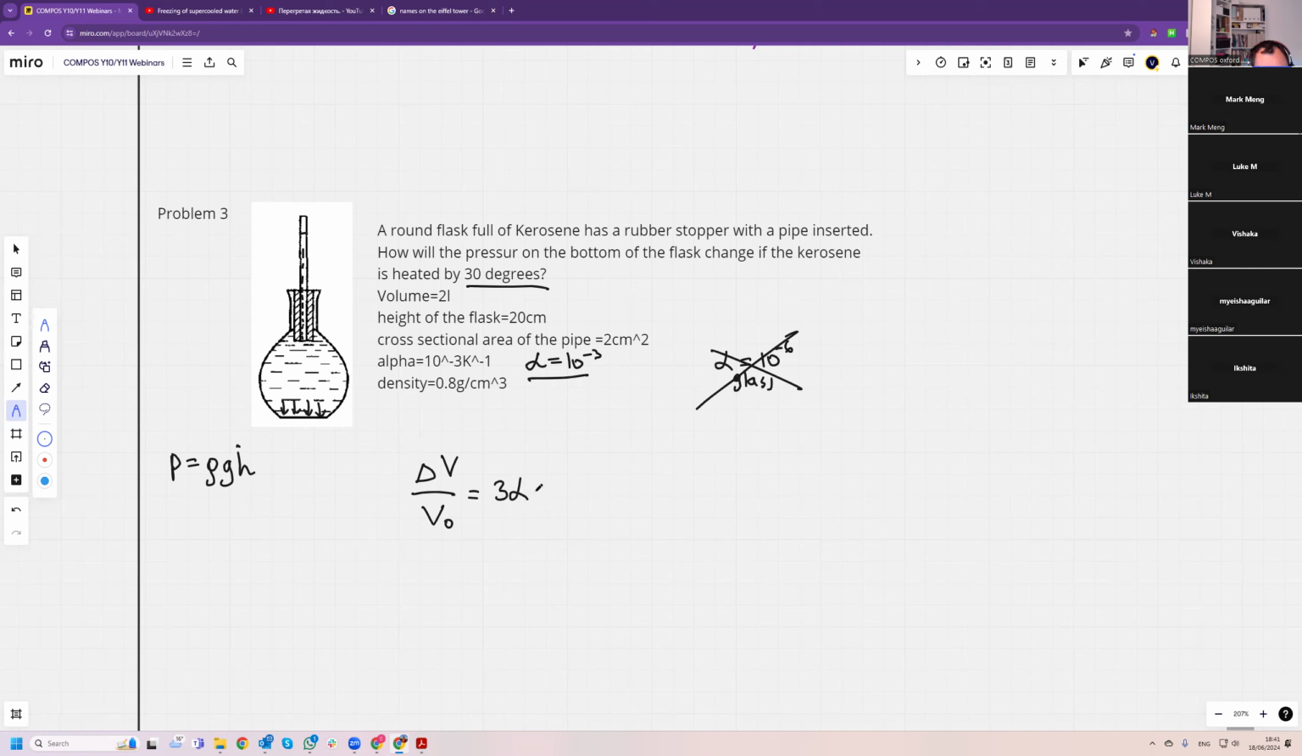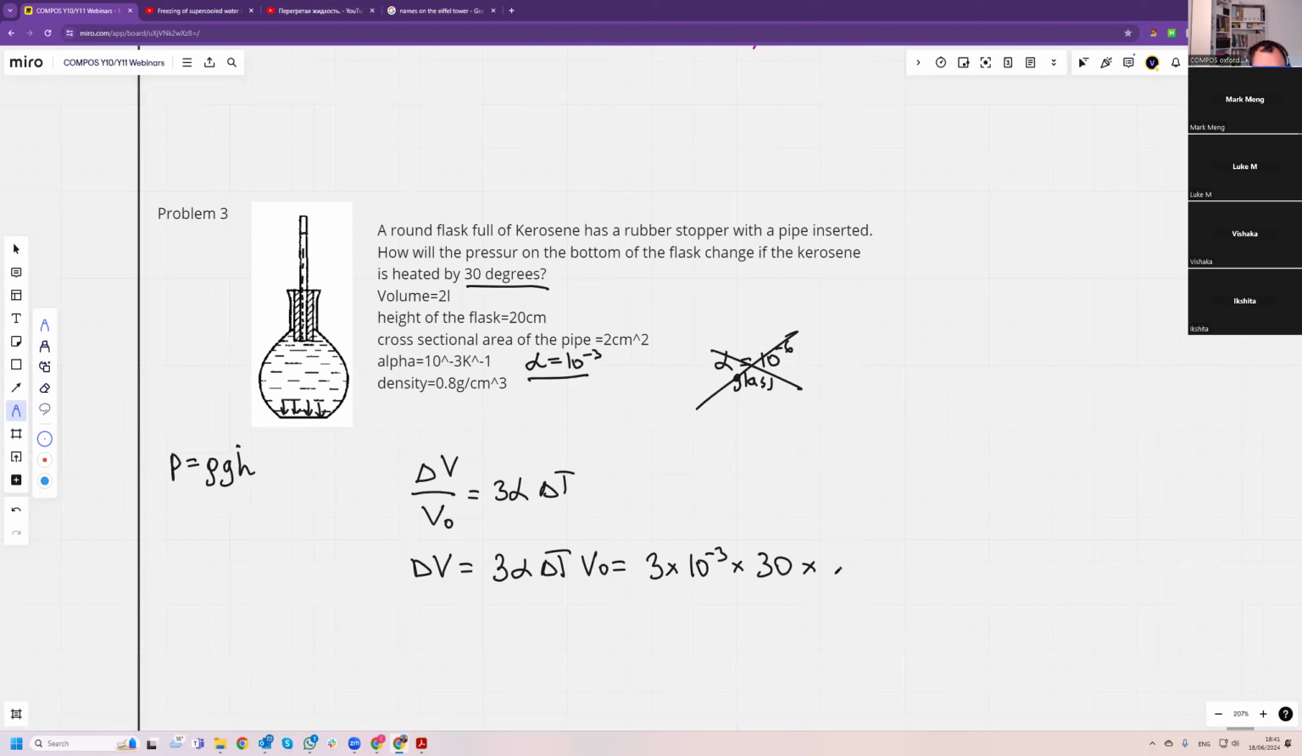And 3 alpha multiplied by change in temperature. So delta V is equal to 3 alpha delta T multiplied by original volume. So it's 3 times 10 to the minus 3 times the temperature change, which is 30 degrees, times the original volume, which is 2 liters. Well, should we use liters? It's not the best unit of measurement. Let's use cubic centimeters. So that is 2,000 cubic centimeters.